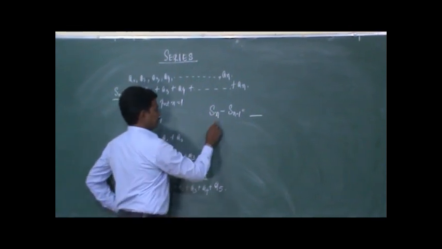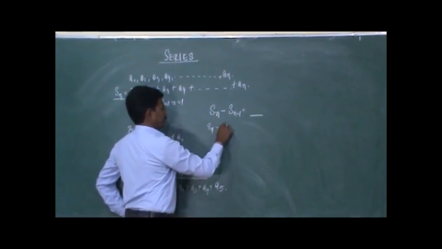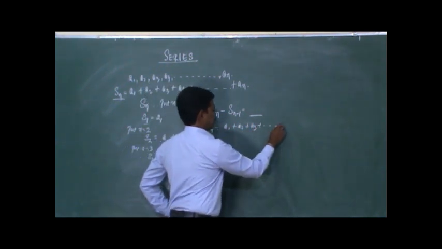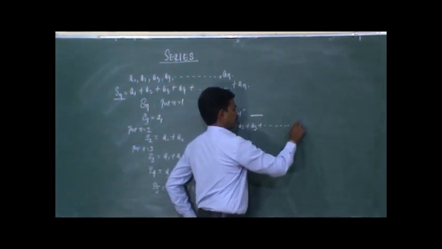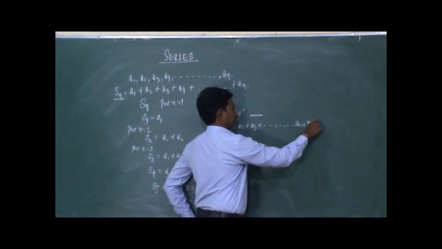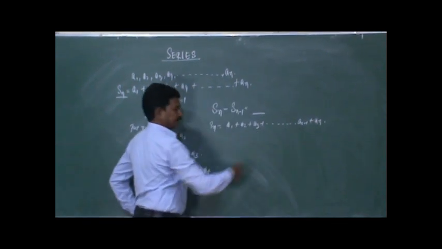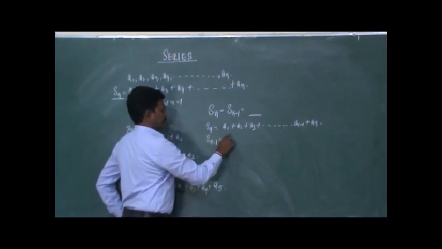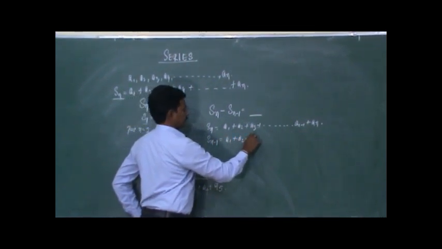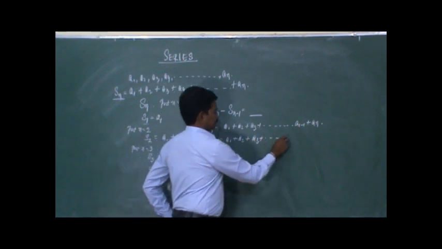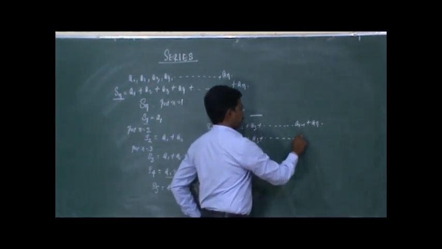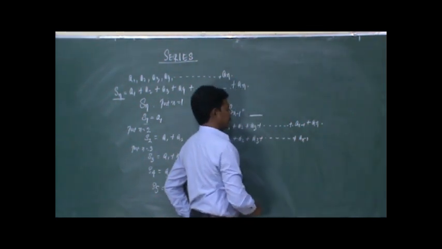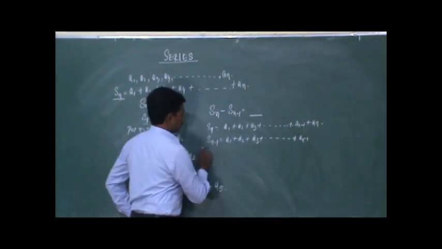Okay, sum of the n terms I will take. Sn is equal to A1 plus A2 plus A3 plus dot dot dot, plus An minus 1 plus An. This is the sum of the first n terms. Now we take the sum of the n minus 1 terms: A1 plus A2 plus A3 plus dot dot dot. I take the sum, and that becomes Sn minus 1.